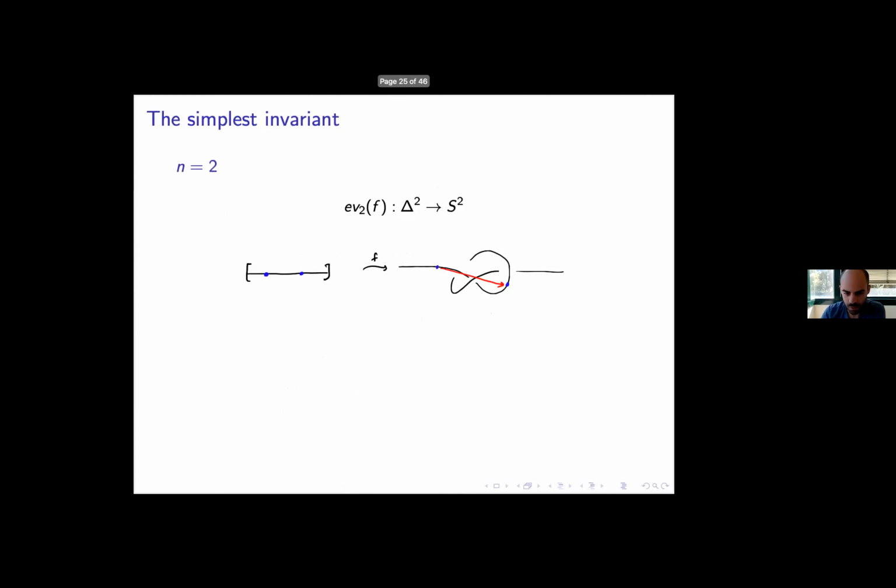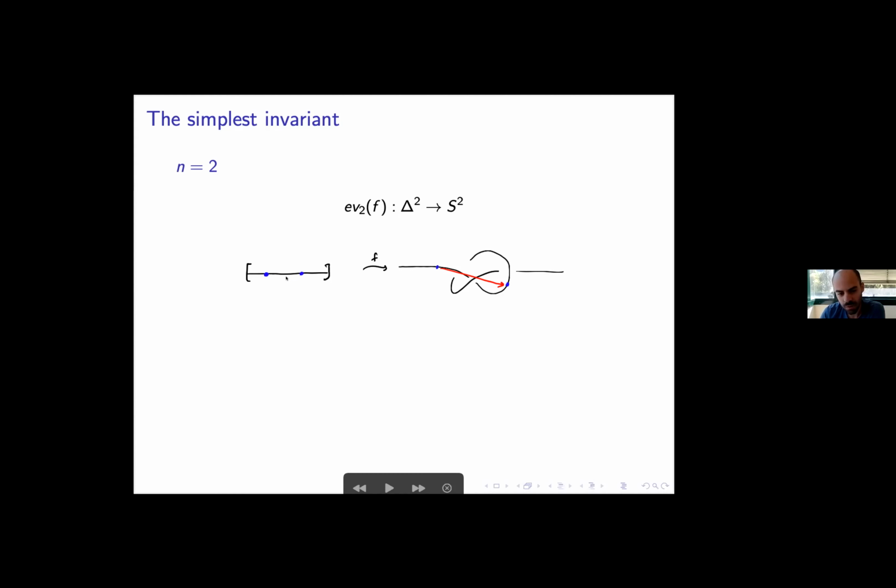So I want to maybe briefly give you the first two instances of this invariant. The first one is n equals 2. That's really quite simple. So you have 2 points, right? And the image gives you this configuration of 2 points in R3, which are, well, essentially specified by a direction. So that's a point in a 2-sphere.